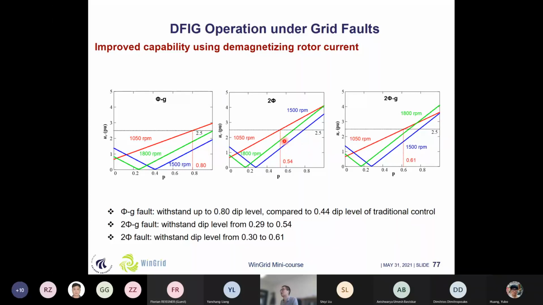And similarly, in case of line-to-line or two-phase to ground faults, we could also increase the fault ride-through capability quite a lot by using this demagnetizing control.